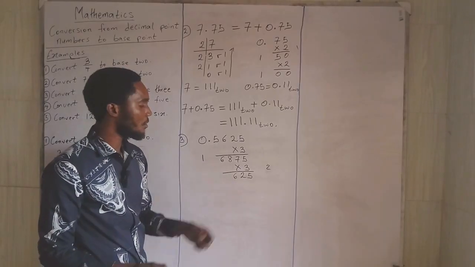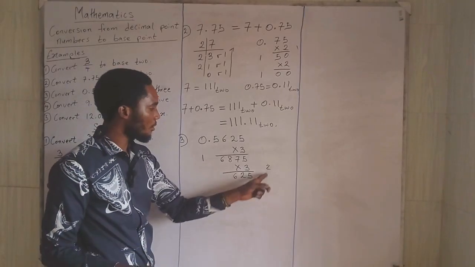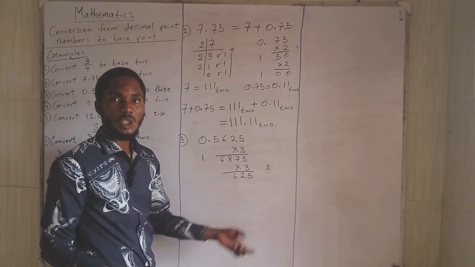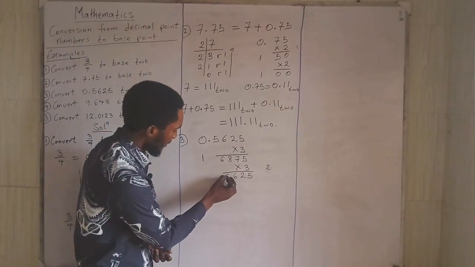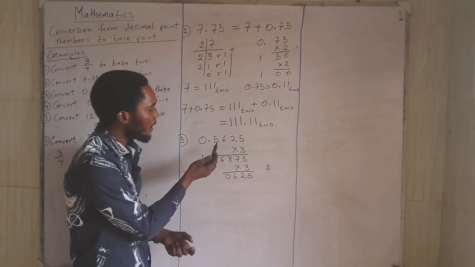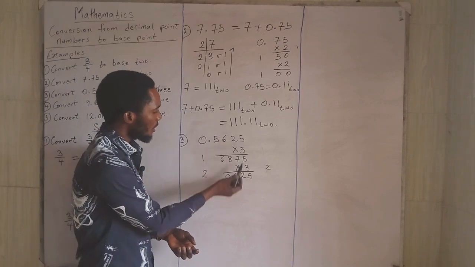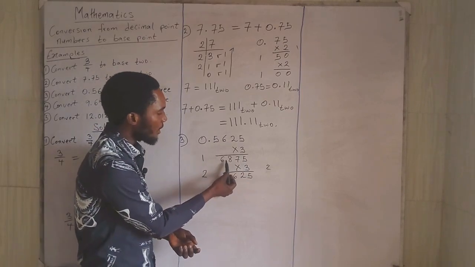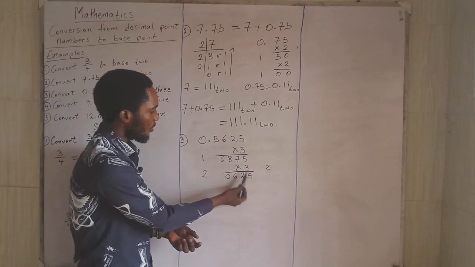3 times 6, that is 18. Plus 2, 20. We write 0. We bring out 2. Because the digits we have here are 1, 2, 3, 4, our result here must not exceed 4.